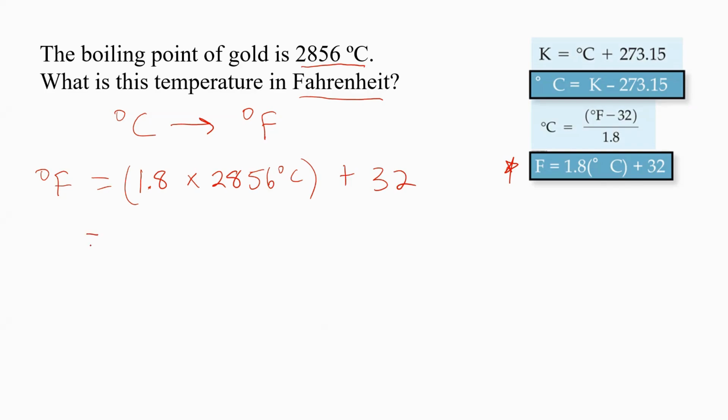So let's do what's in parentheses first. Make sure you do the multiplication first because by the order of operations, the multiplication comes before the addition. So we do 1.8 times 2,856, and that should give us 5,140.8. And we're going to add this to 32. So we're going to do this addition. And out of the calculator, we should get 5,172.8 degrees Fahrenheit.